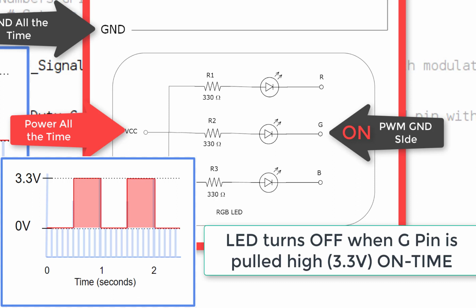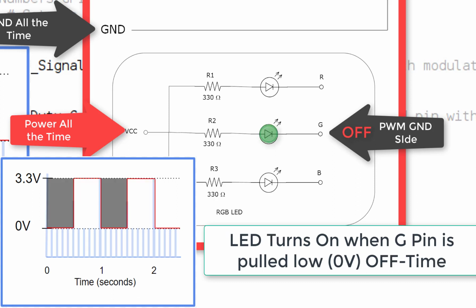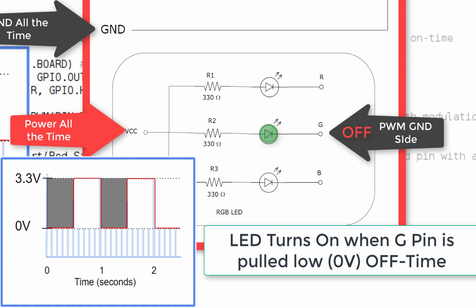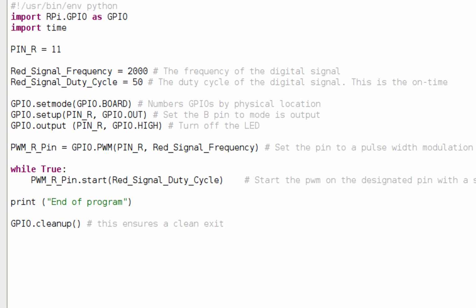What that means when we talk about duty cycle, remember, duty cycle is the percentage of on time. We actually want to change the duty cycle based on the off time. The off time is the low signal, and the off time allows us to make that pin a ground. So for now, we'll just leave it at 50. It's exactly where it needs to be, because it's 50% on time and 50% off time, but we'll need to address that in a future program.